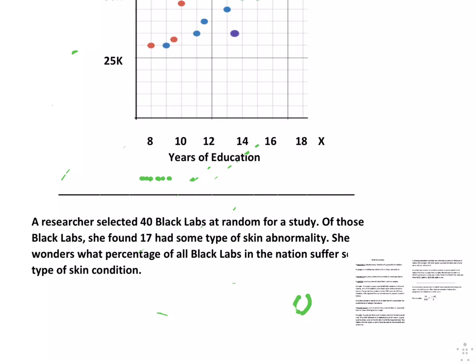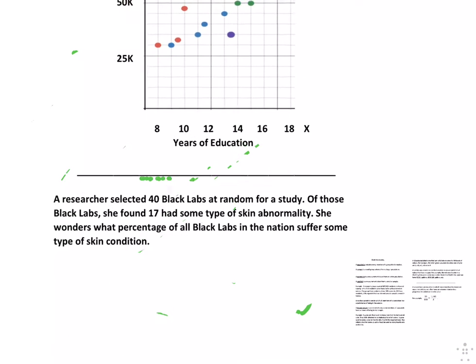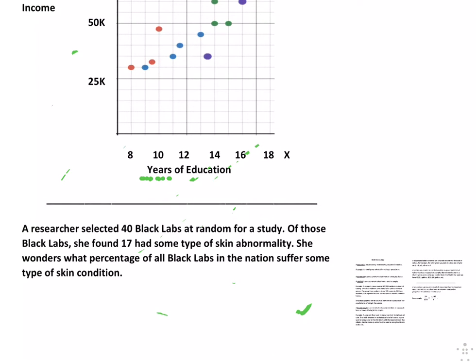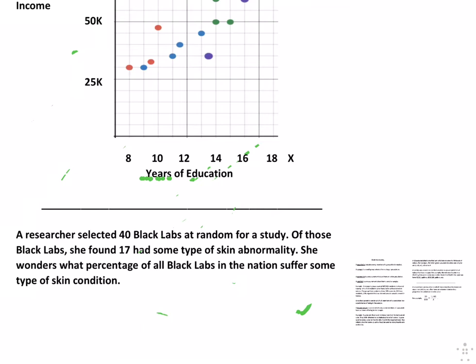So, suppose we have a researcher who selected 40 black labs, and she found that 17 of them had a skin condition of some kind. And she is wondering what percentage of all black labs in the nation suffer some kind of skin condition. Does her research really reflect the bigger population of black labs in general? That is a question that can also be answered by statistics.